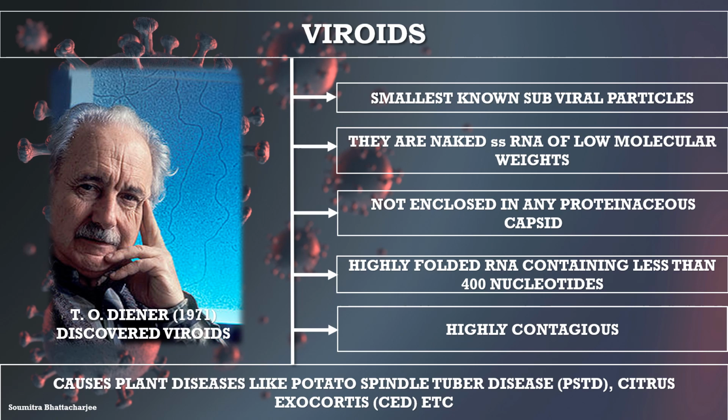So, we'll start the discussion of the siblings of a virus, that means the subviral particles, with the discussion of viroids. The viroids are actually the smallest known subviral particles and are also known as the infective nucleic acid entity or the metavirus or the pathogen. They are naked single-stranded RNA molecules of very low molecular weight. These kinds of subviral particles lack any external proteinaceous covering, that is the capsid as well as the envelope, and they are highly contagious, causing diseases only in cultivated higher plants like potato spindle tuber disease, PSTD, etc.